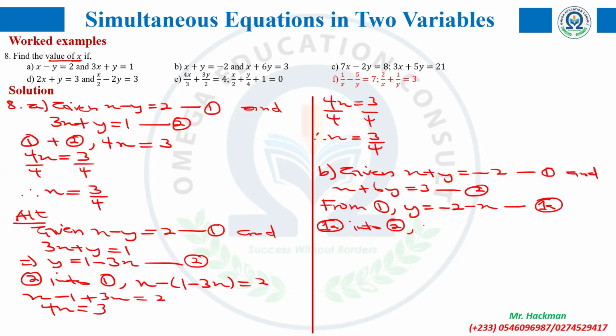So that gives us x plus 6 into your y. And your y is what? Minus 2 minus x. And that should be equal to 3. So you get x, you remove the bracket. 6 times negative 2 will be negative 12. Then 6 times negative x will give us negative 6x. And that should be equal to 3. So at this point, you get x minus 6x, and that will give you minus 5x. And that should be equal to 3 plus 12, and that will give you 9.